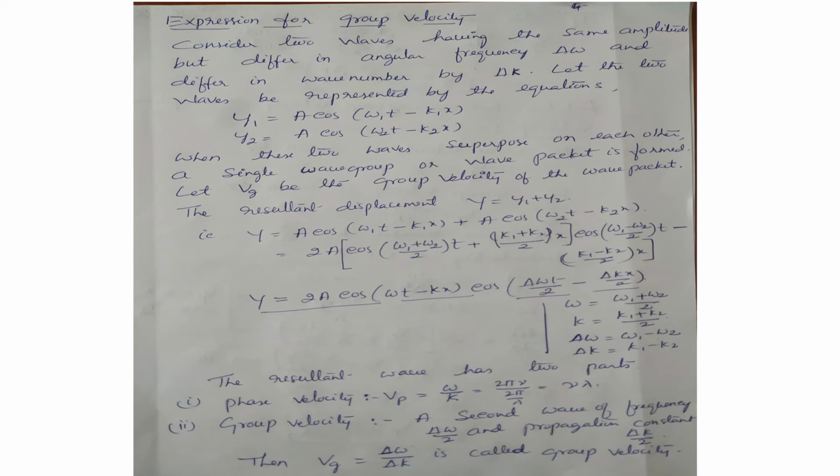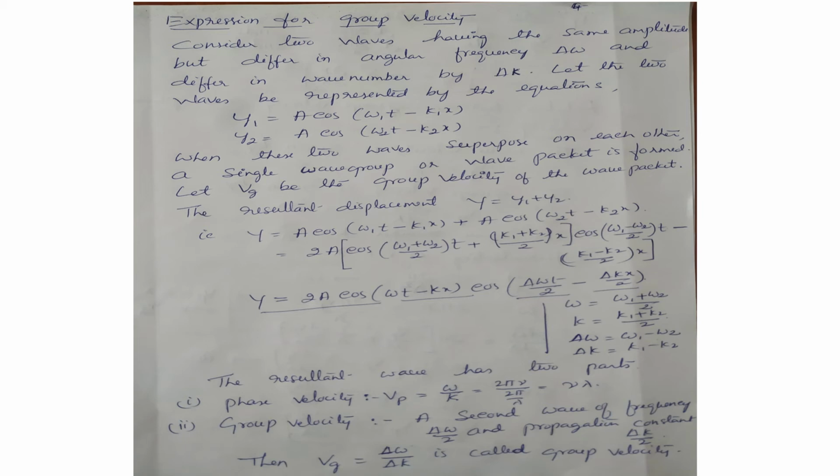You simplify this. This is of the form cos a plus cos b. Cos a plus cos b is expanded as 2 cos((a plus b)/2) cos((a minus b)/2). Apply this formula, expand and simplify. You get the expression y equal to 2a cos(omega t minus k x) into cos(delta omega t/2 minus delta k x/2). Here omega is nothing but (omega1 plus omega2)/2. k is nothing but (k1 plus k2)/2. Delta omega is omega1 minus omega2. Delta k is k1 minus k2.